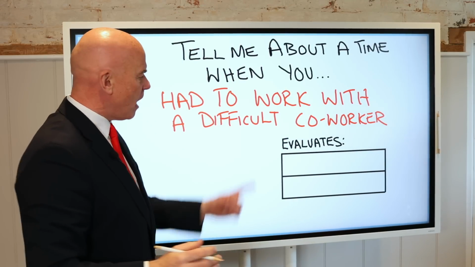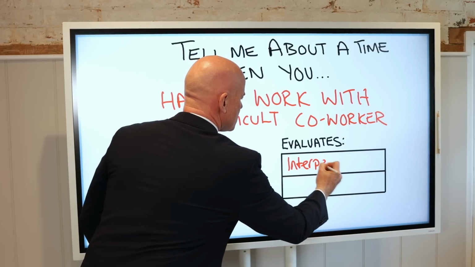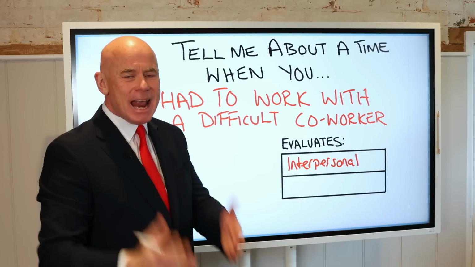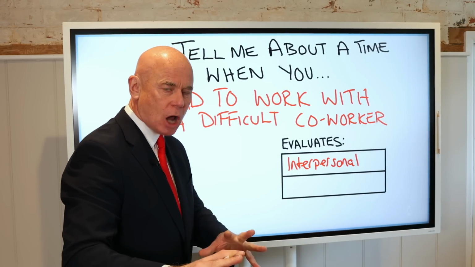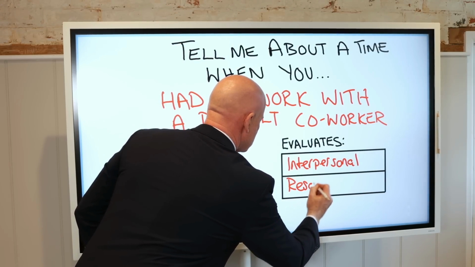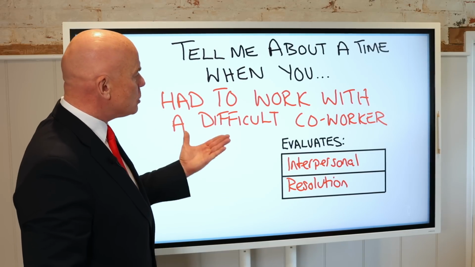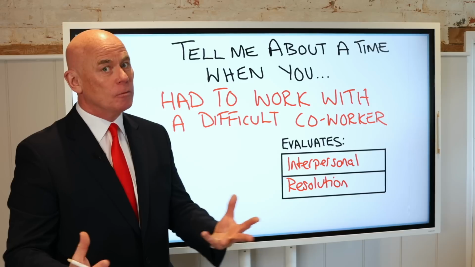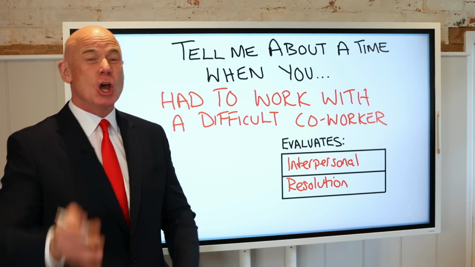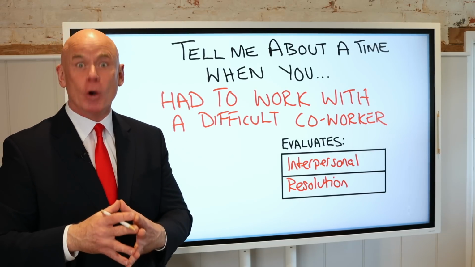The question itself evaluates 2 things. Number 1, your interpersonal skills. That is, your ability to get on with anyone in your team. And the question also evaluates your conflict resolution skills. That is why it is vital in your answer you demonstrate how you overcame the conflict with your co-worker for the team's benefit. So here is my brilliant STAR method example answer. Write this down and practice it before your interview.